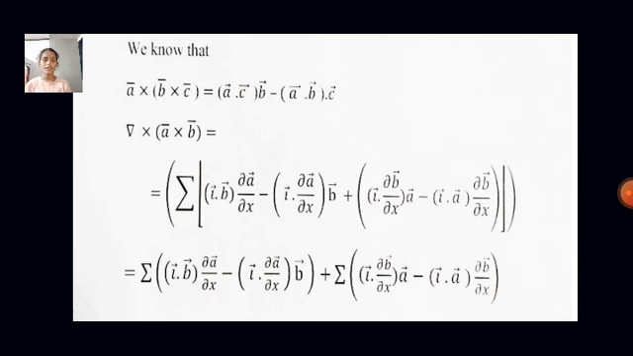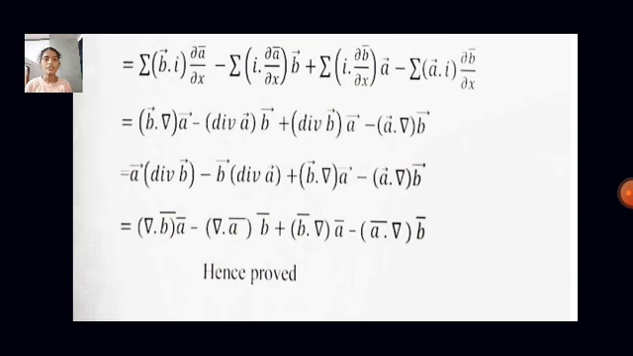∇ × (A × B) = Σ [(i·B)∂A/∂x − (i·∂A/∂x)B] + Σ [(i·∂B/∂x)A − (i·A)∂B/∂x]. That is, Σ (i·B)∂A/∂x − (i·∂A/∂x)B plus Σ (i·∂B/∂x)A − (i·A)∂B/∂x.